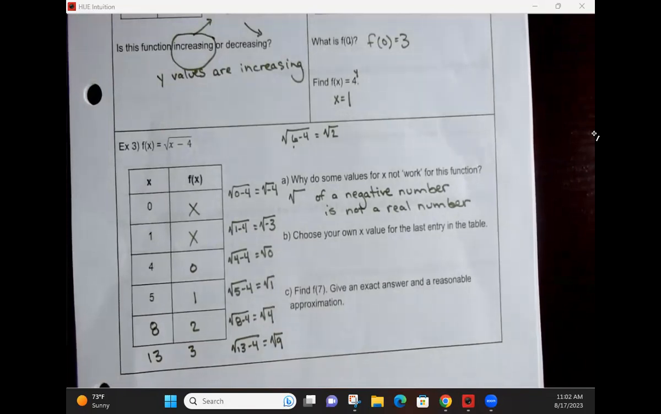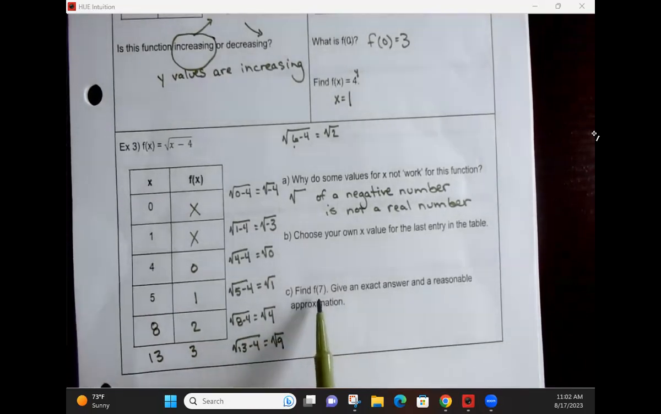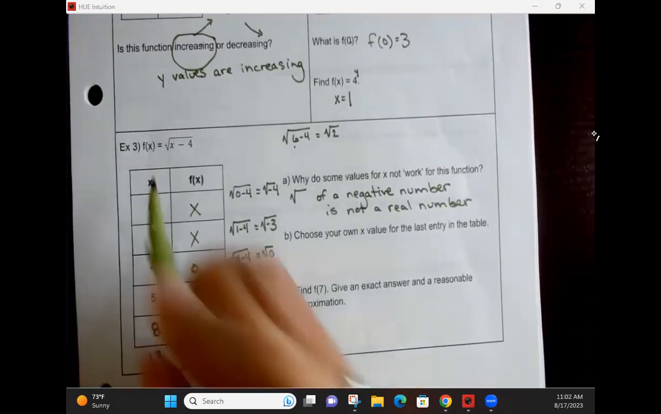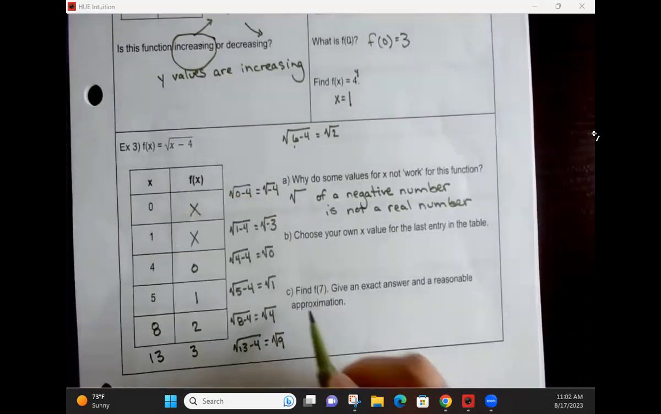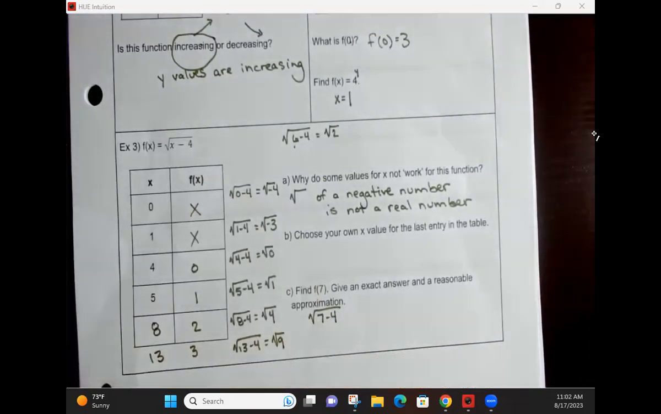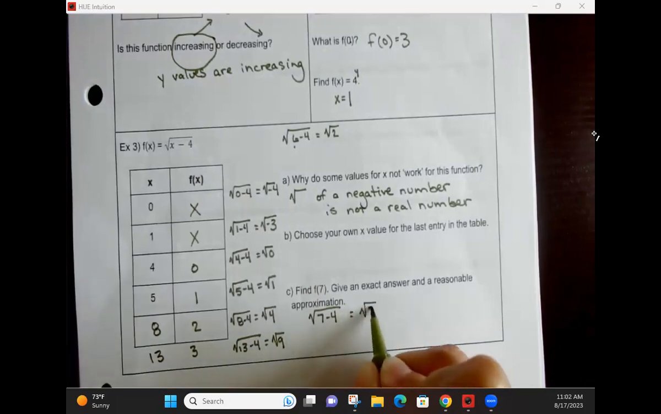Okay. Let's talk now about another value that we could have possibly plugged in, but we skipped. So nobody told me I should plug in 7. So let's plug in 7 and see what happens. Okay. So if I find f of 7, I'm going to plug in 7 for x. This would be the square root of 7 minus 4. So that's the square root of 3.